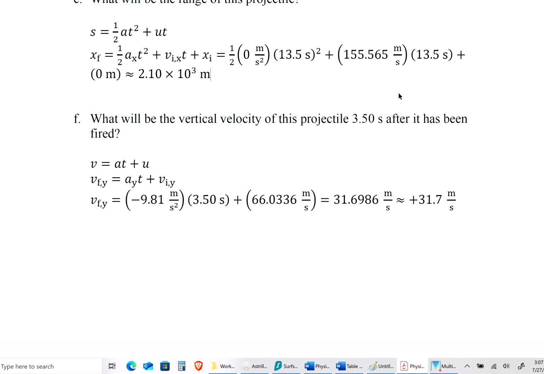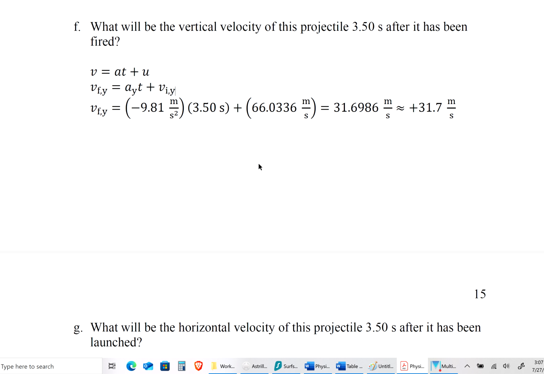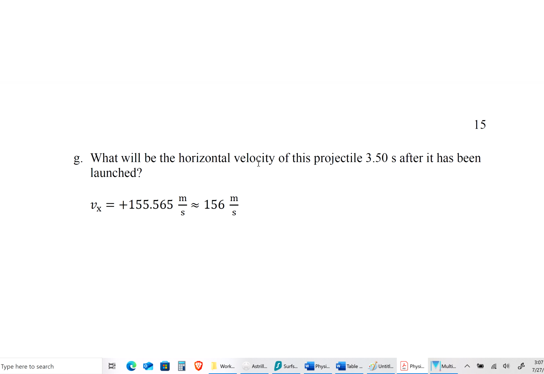Part F, what would be the vertical velocity of this projectile 3.5 seconds after it has been fired? It says vertical velocity. So solve for v final y. Part G, what would be the horizontal velocity of this projectile 3.50 seconds after it has been fired? Solve for v sub x.